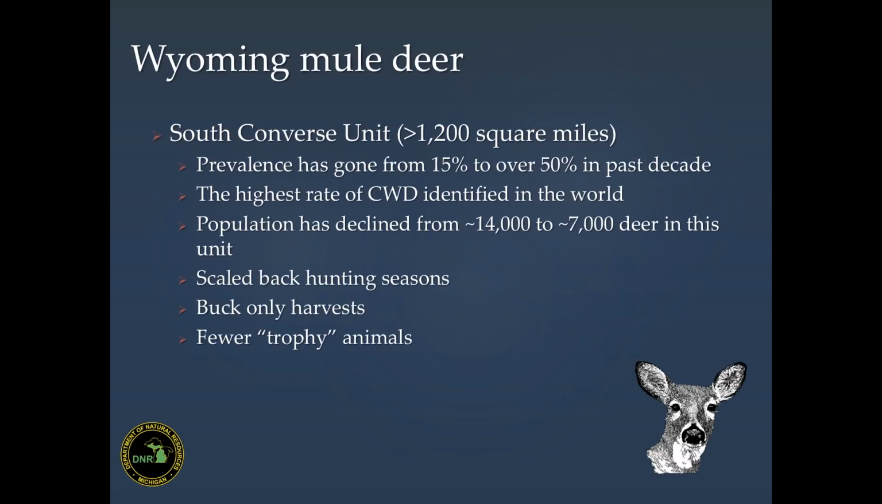Going over to mule deer, so they do have both species of deer in that unit. Again, another research project looked at CWD and found that prevalence has gone from about 15% to over 50% in the past decade. It's the highest rate of CWD identified anywhere in the world. The population has declined from about 14,000 mule deer to about 7,000 deer in this same unit.